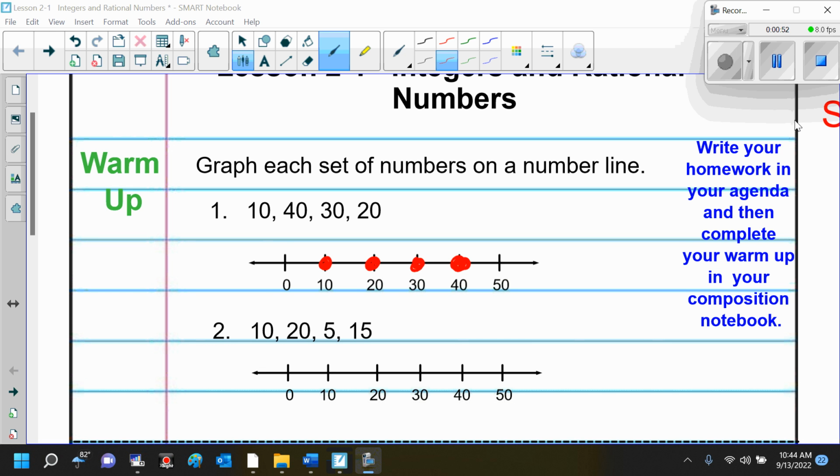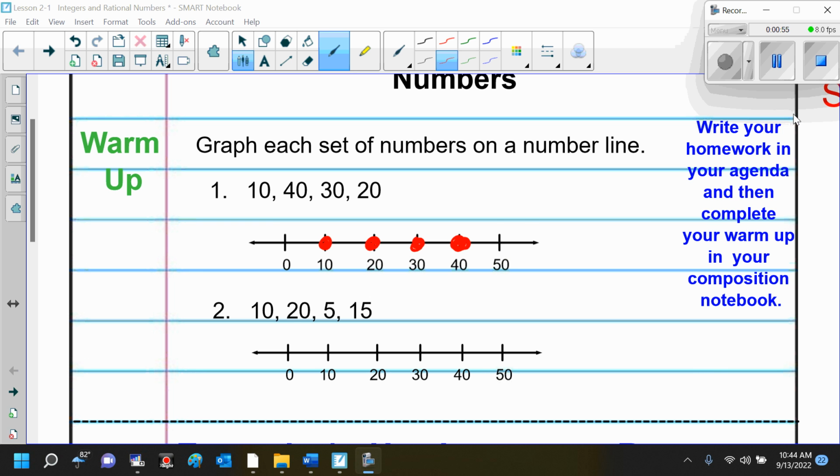Now on the second one, I still counted by tens, but you see that we've got a 5 and a 15 there. Where am I going to put that 5 and 15? Right, so it's just going to go right in the middle, right? So here we've got 10, 20, and then 5 is going to go right in the middle, and then 15 is going to go right in the middle there.